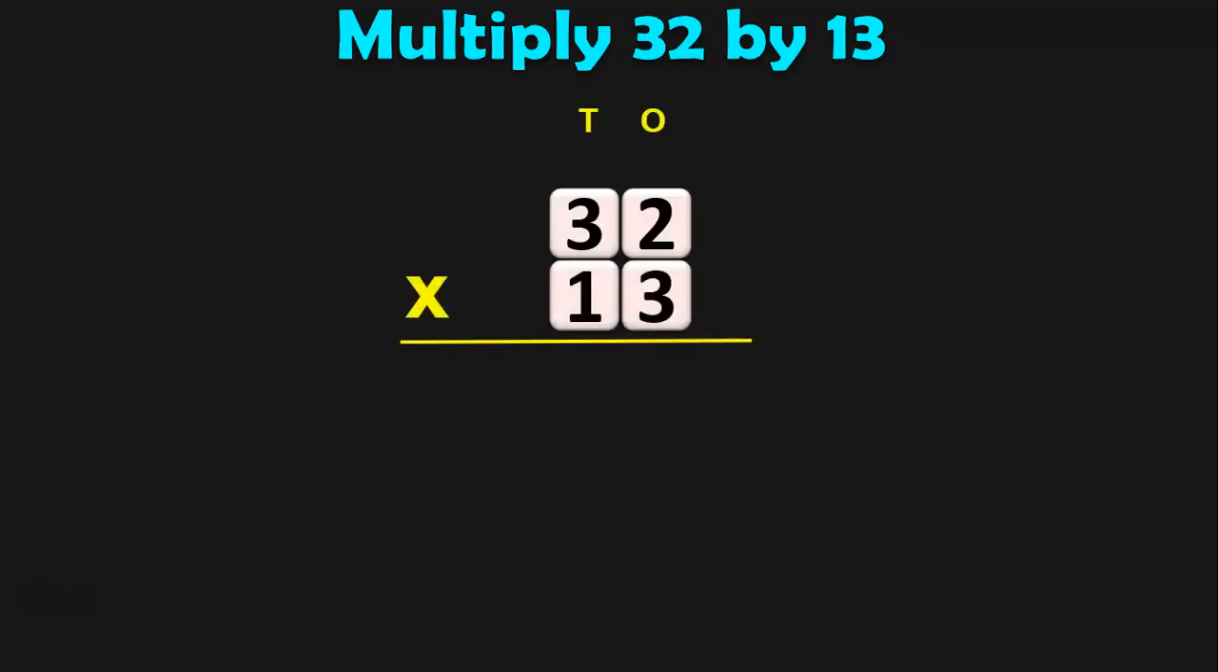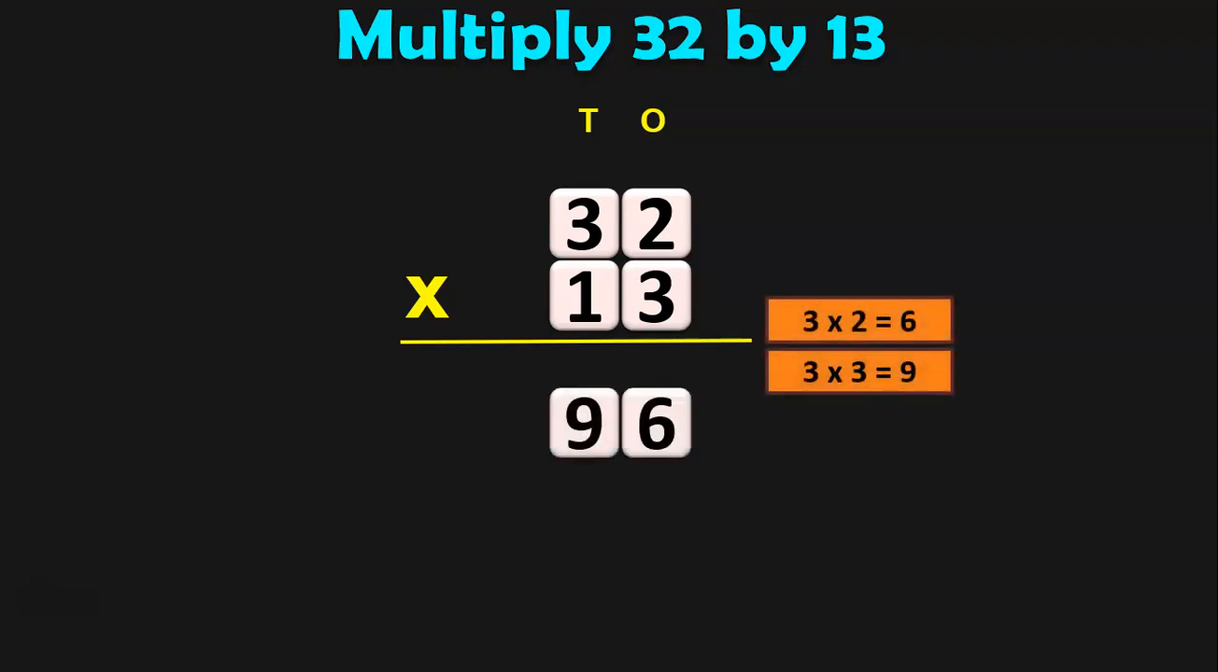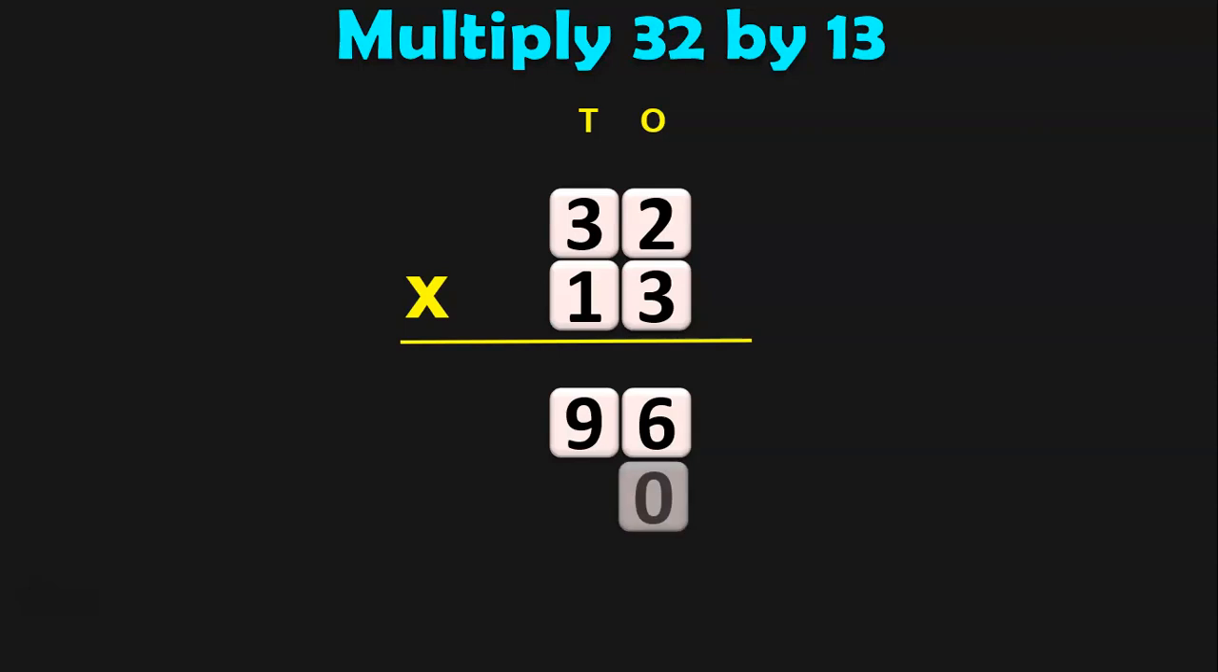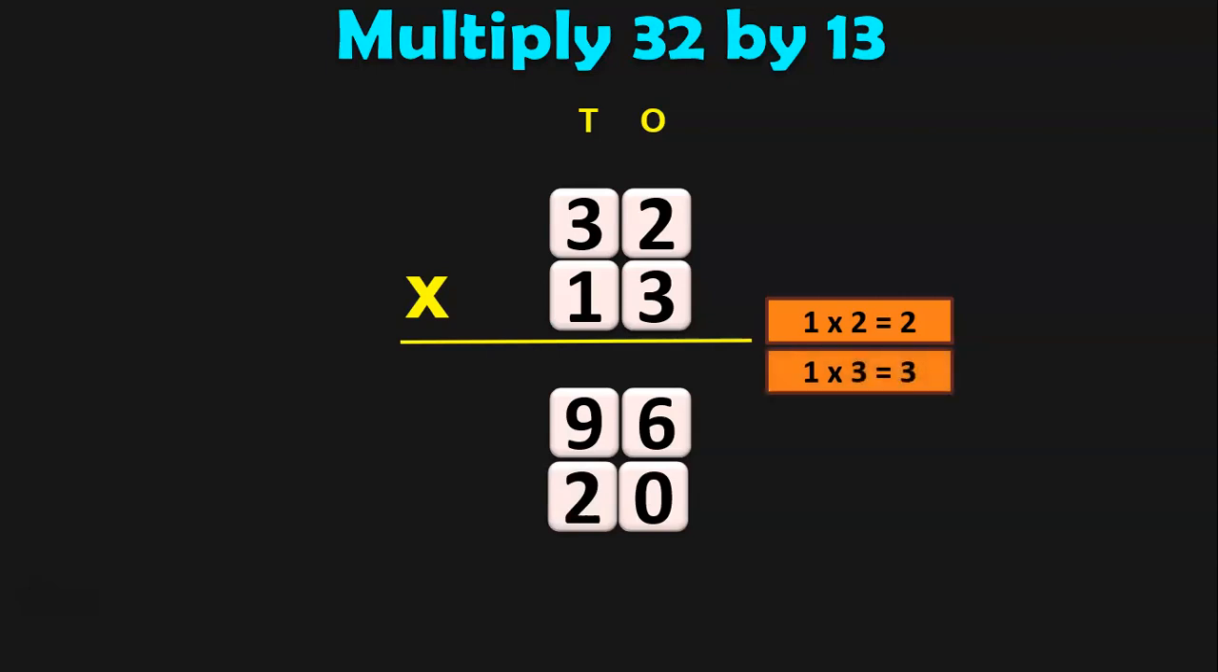Let us do the next sum. Multiply 32 by 13. Write down the numbers in the respective place values. Begin multiplication from the ones place. First you are going to multiply 32 into 3. 3 into 2 is 6. Next 3 into 3 is 9. Next we have to multiply 32 by 10 because 1 is there in the tens place. So before doing that, you have to add a 0 in the ones place. Next start multiplying 1 by 2 is 2. 1 into 3 is 3 which will move to the hundreds place.